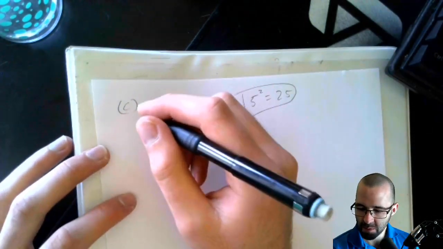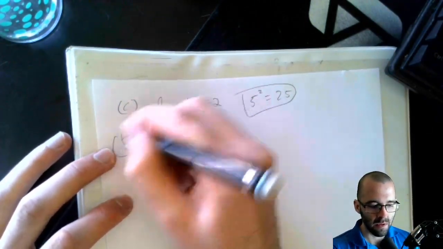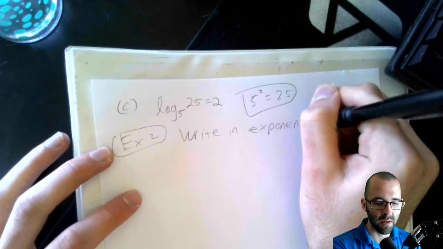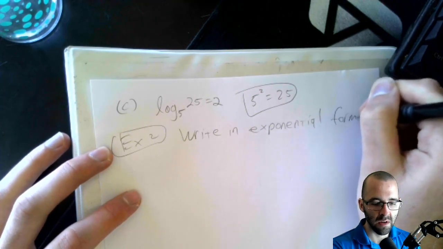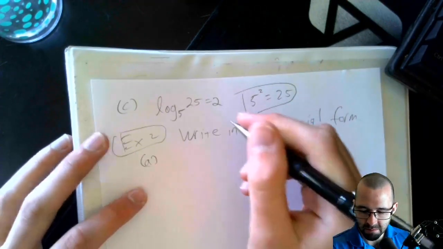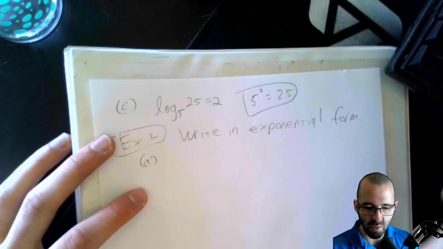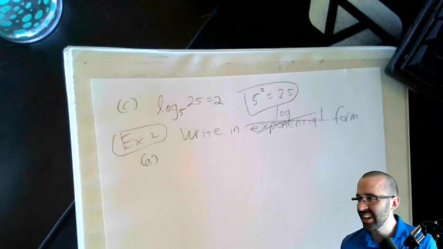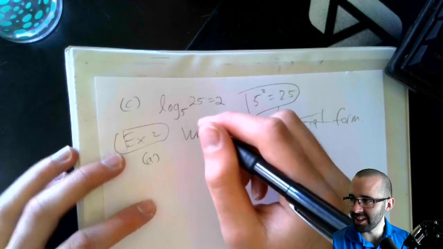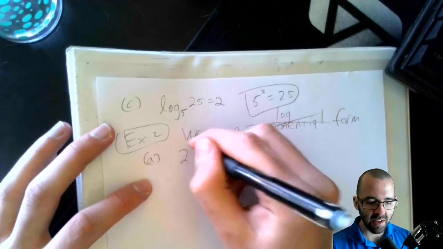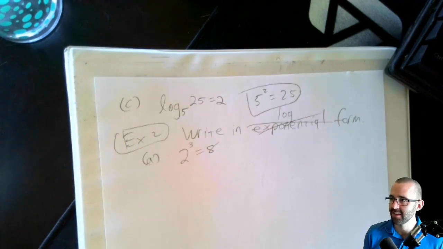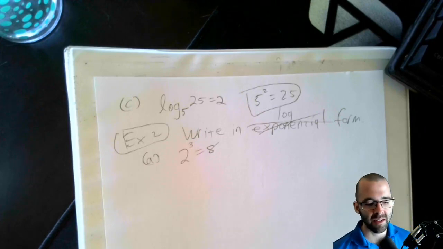Okay, example 2. Write in exponential form. Part A. Wait, we just did that. Write in log form. Okay. Good, Lexi. Good. 2 cubed is equal to 8. So now we're just going to go the other direction. So this is a true statement. 100% true statement. 2 cubed is 8. We're going to write another true statement.